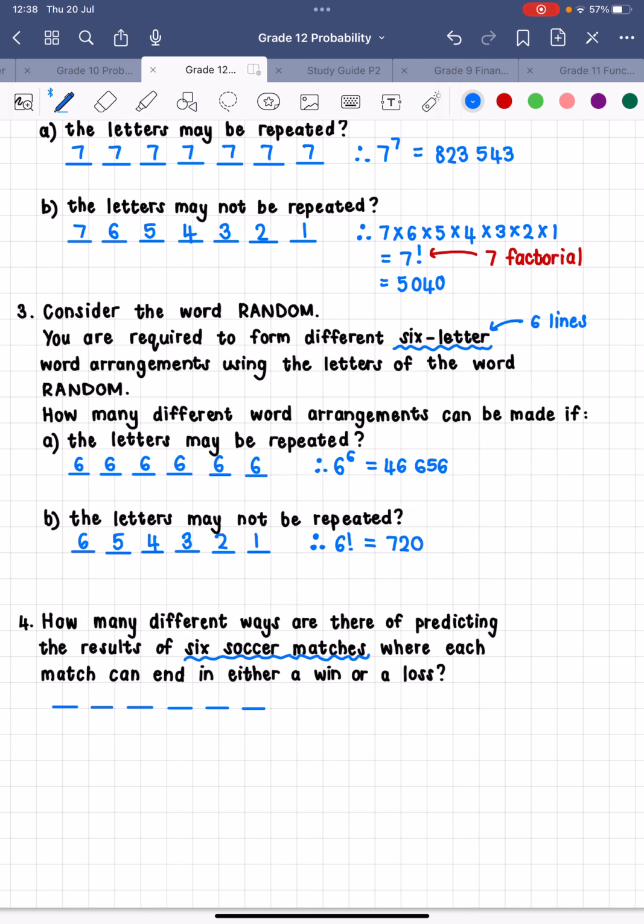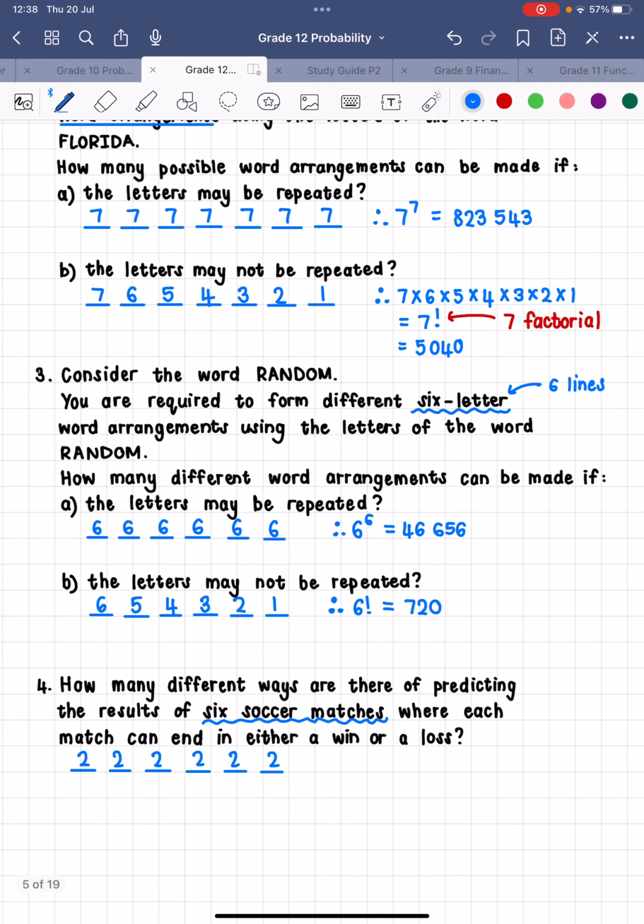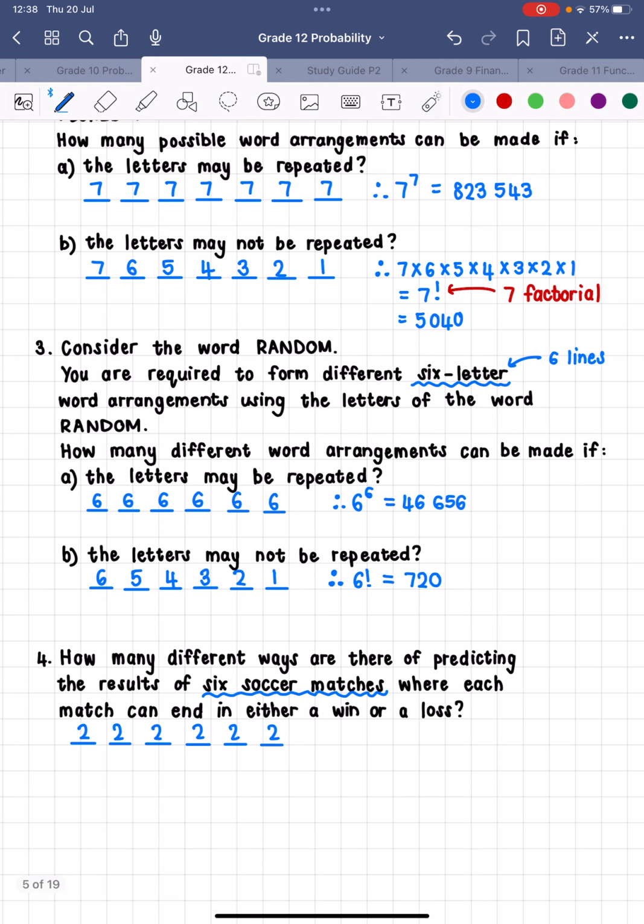For the next match, that one can also either be won or lost. So there we go, 2. And then 2, and then 2, and then 2, and 2. For all 6 of those matches, they are either going to win or lose. Or that's the prediction that we can make. Alright, so what is this now? How am I going to calculate this? 2 to the power of 6. 64.